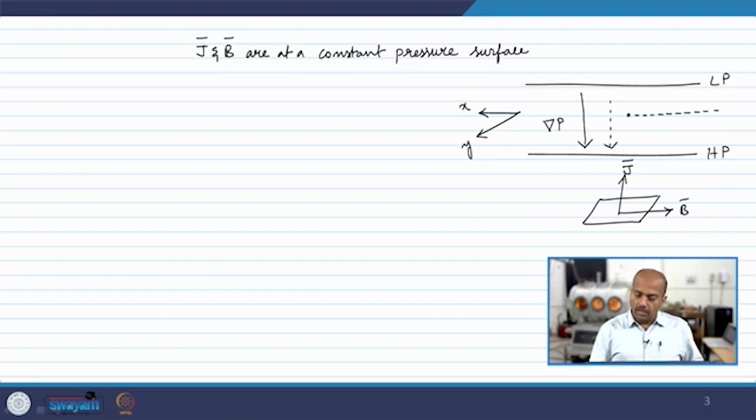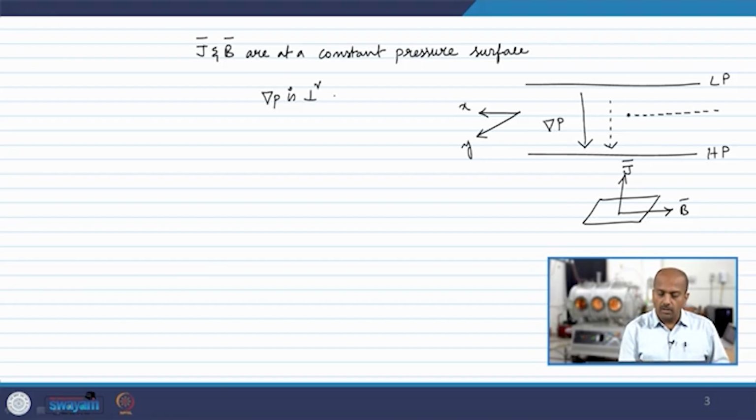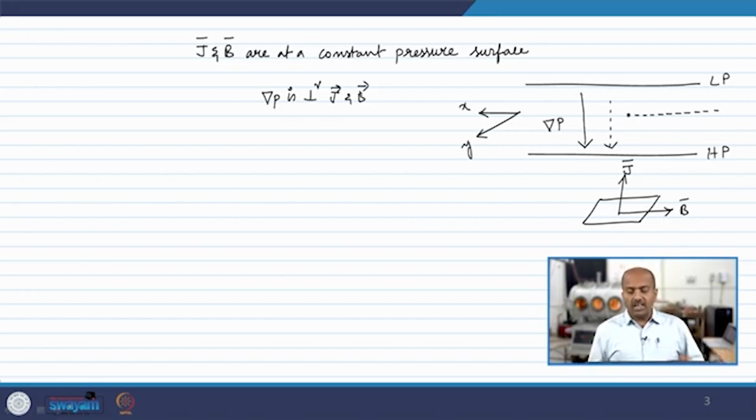Here it appears that J is vertically upwards, but what I actually wanted to draw is J in a plane, or along the plane. So, the clear message is that ∇P is perpendicular to J and B, or we can expect J and B to be at a constant pressure surface.